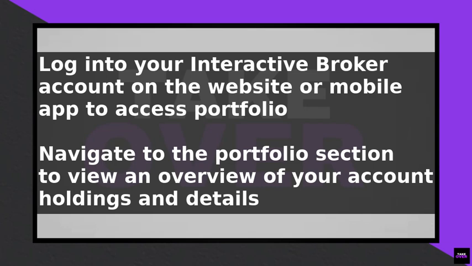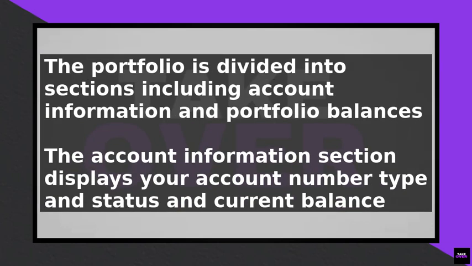The account information section displays your account number, type, and status, as well as your current balance and available funds. The portfolio balances section shows the total value of your portfolio, including cash and securities. It also displays the daily profit and loss, and the overall return on investment.